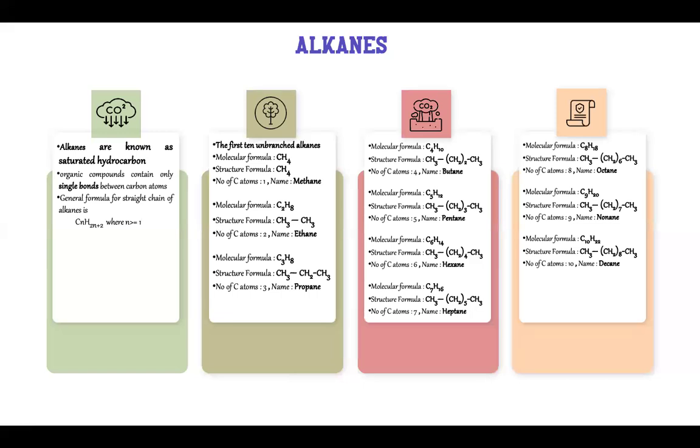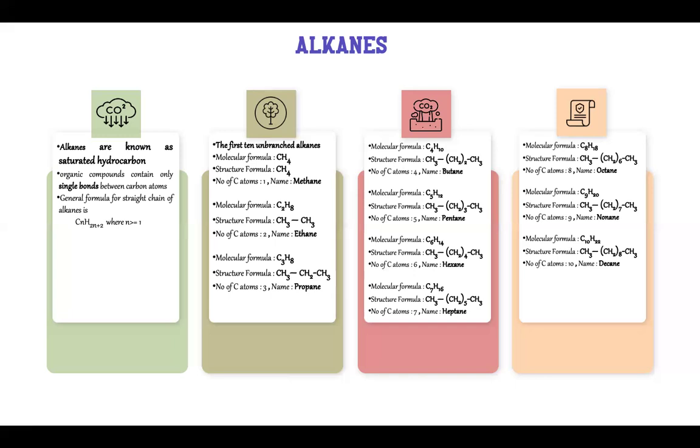The first 10 unbranched alkanes. An example given here is methane, with molecular formula CH4 and structural formula CH4. The number of carbon atoms is 1. Next, we look at ethane. The number of carbon atoms is 2, and the molecular formula is C2H6, and the structural formula is CH3-CH3. Next, we have propane. The number of carbon atoms is 3. The molecular formula is C3H8, and the structural formula is CH3-CH2-CH3.